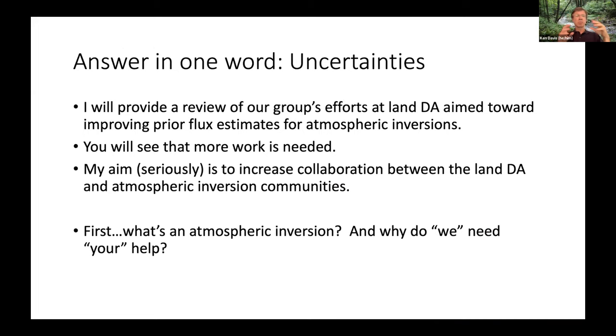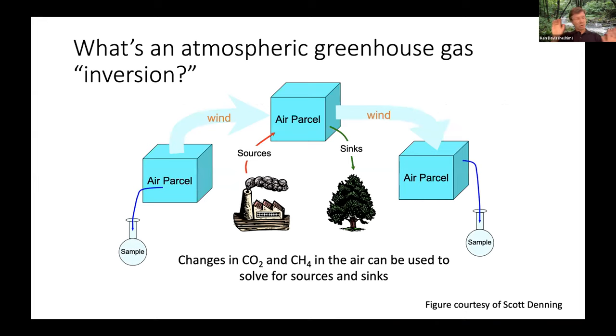So I'm going to provide a review of my group's research efforts at land data assimilation aimed towards improving prior flux estimates and their uncertainties. And you're going to see that more work is needed. And hopefully this will encourage y'all to help us. But first, what's an atmospheric inversion? Why do we need your help? So sorry if this is old news to many of you.